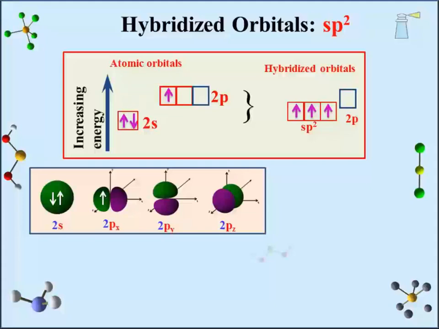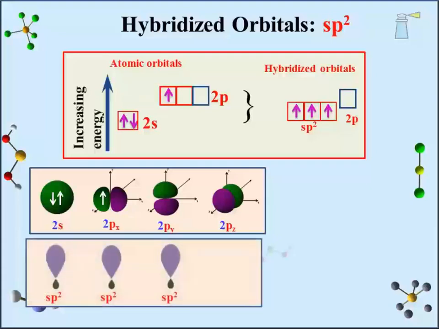The 1 unchanged p orbital is still unoccupied. The mathematical construct of the sp2 orbital has elements of the spherical s orbital and the dumbbell-shaped p orbitals. The remaining p orbital is unchanged. 3 electrons can be added to the 3 sp2 orbitals. This configuration is now capable of forming 3 covalent bonds.